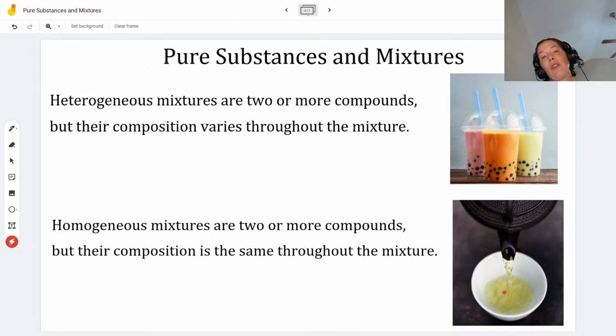So again, a heterogeneous mixture is going to vary throughout the mixture, and a homogeneous mixture is going to look very uniform, and you're not going to be able to tell, oh, here is a tannin molecule in the tea. Here's a little bit of sugar that I dissolved in. It's all going to be very uniform throughout the whole mixture. Okay, so these are pretty much our vocabulary words for dealing with pure substances and mixtures.